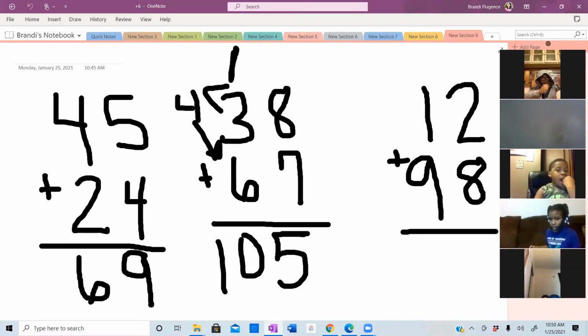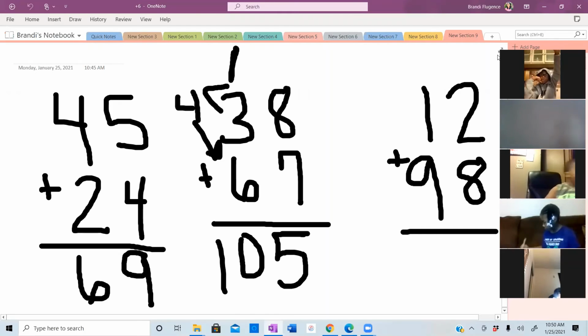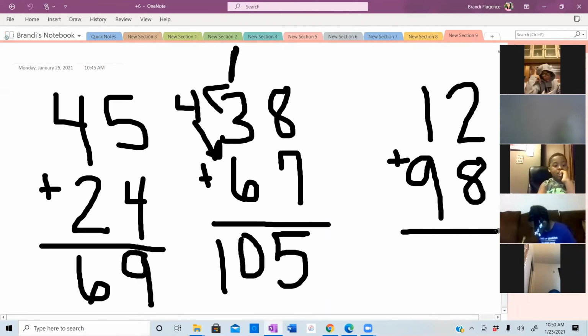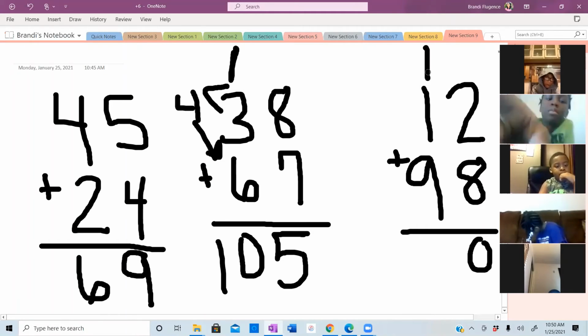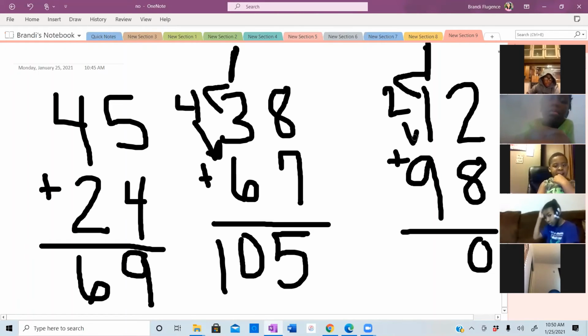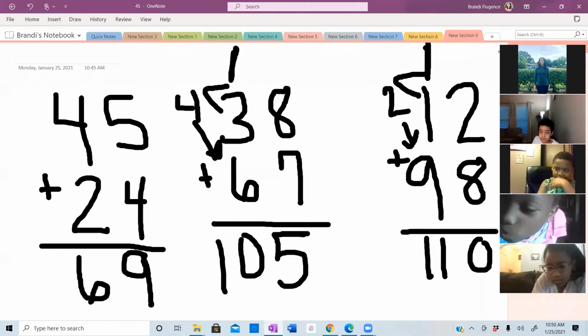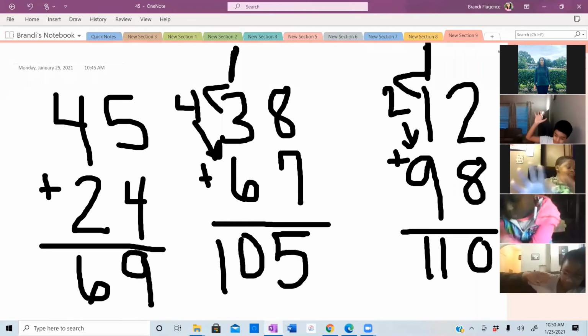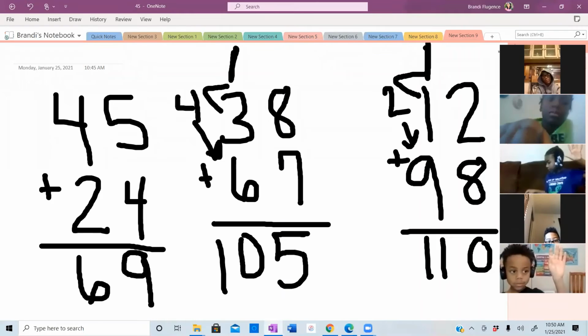Anybody would like to walk us through the last one? All right, Josiah. So 2 plus 8 equals 10. You're right. Put the 0, carry your 1 on top of the 1, and then 1 plus 1 equals 2. And 2 plus 9 equals 11. So 110. Who had that? 110 for those who were able to finish. Good job. Awesome.